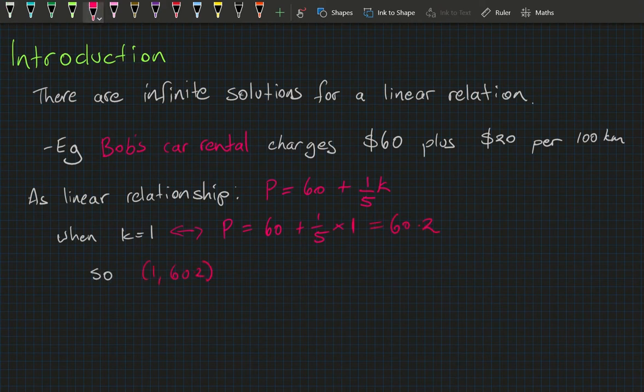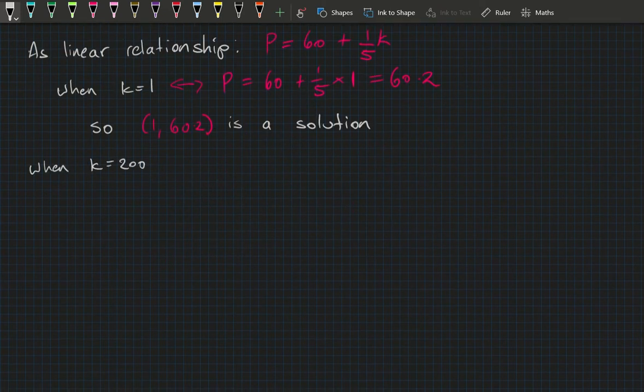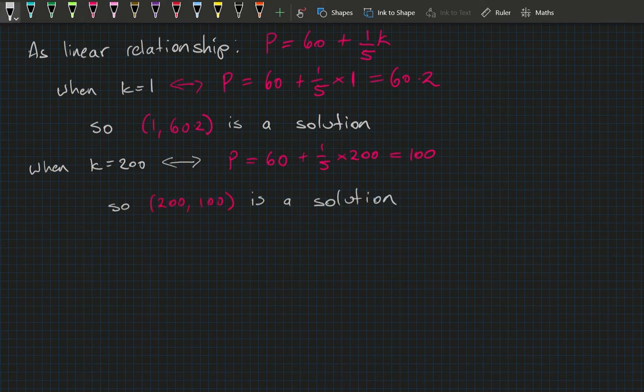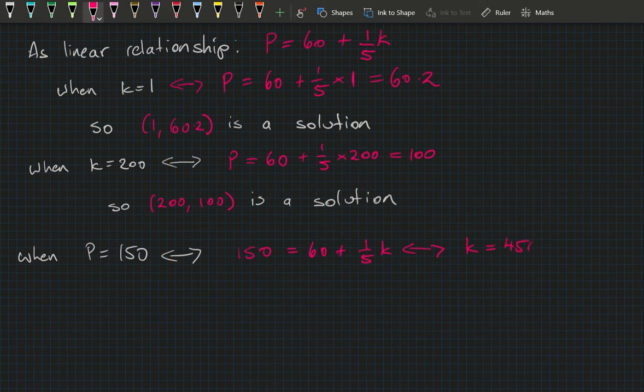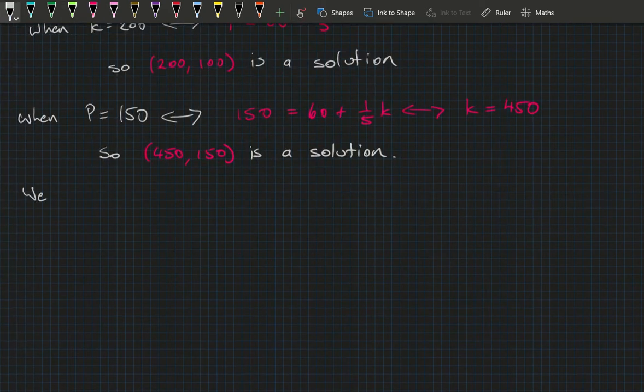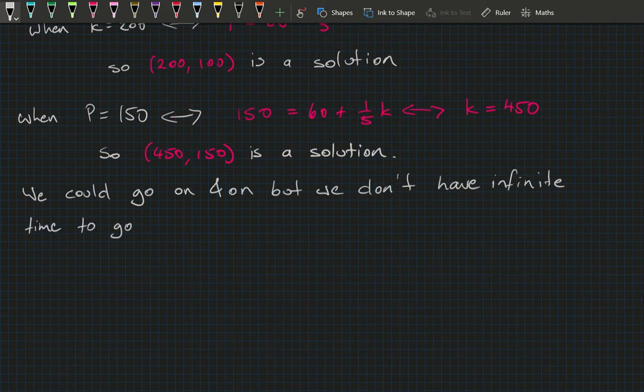When I say there's infinite solutions, I mean there's a price for 1 kilometre: P will equal 60.2. So (1, 60.2) is a solution. If we travelled 200 kilometres, then P would equal 100. So (200, 100) is a solution. I can also find a solution to how many kilometres I could travel on a particular budget. For example, if I had $150 to spend, then I could travel 450 kilometres. So (450, 150) is a solution.